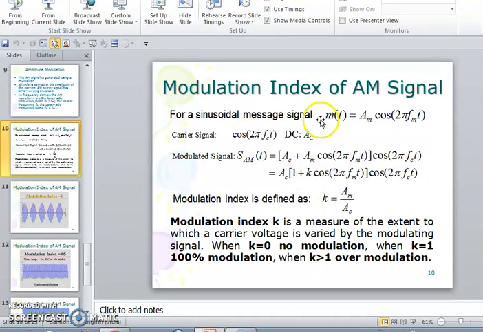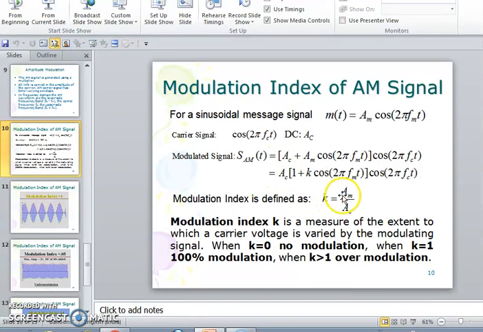Coming to the modulation index of the AM signal, the modulation index is a measure of the extent to which the carrier voltage is varied by the modulating signal. When k is equal to 0, there is no modulation. When k is equal to 1, we call it 100% modulation or perfect modulation. When k is greater than 1, we call it over modulation, and when k is less than 1, we call it under modulation.